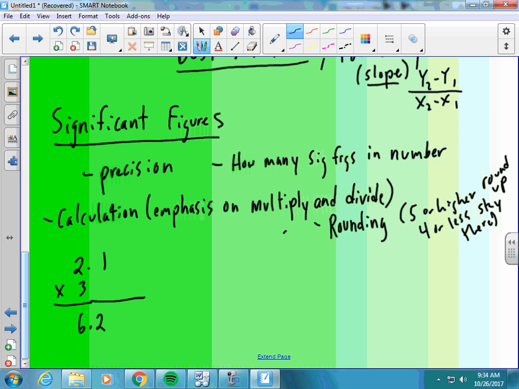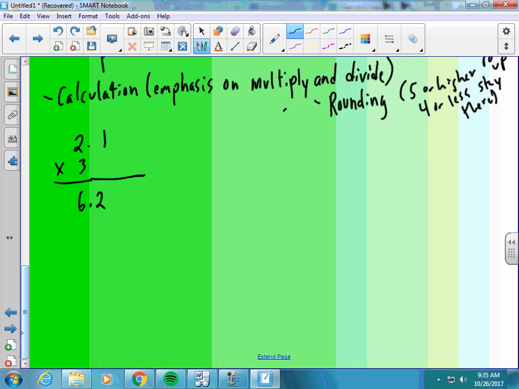Now, our rules with significant figures for multiplying and dividing, what we do is we look at the numbers that were involved in the calculation, and we just pay attention to the number of significant figures. So 2.1 has 2 sig figs, the 2 and the 1. 3 only has 1 sig fig. So which is less, 2 or 1? 1. So our answer should only have 1 sig fig. So if I look at this first digit here, that's my first sig fig, the 6. Now I look at the next digit. If it's 5 or higher, I'm going to round up to 7. If it's 4 or less, I'm going to keep it at 6. In this instance, it's 4 or less because it's a 2. So my actual answer is 6.